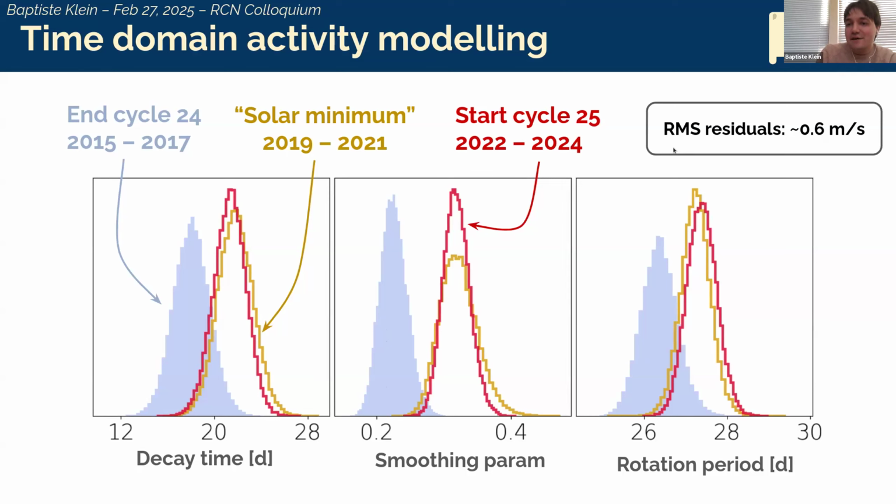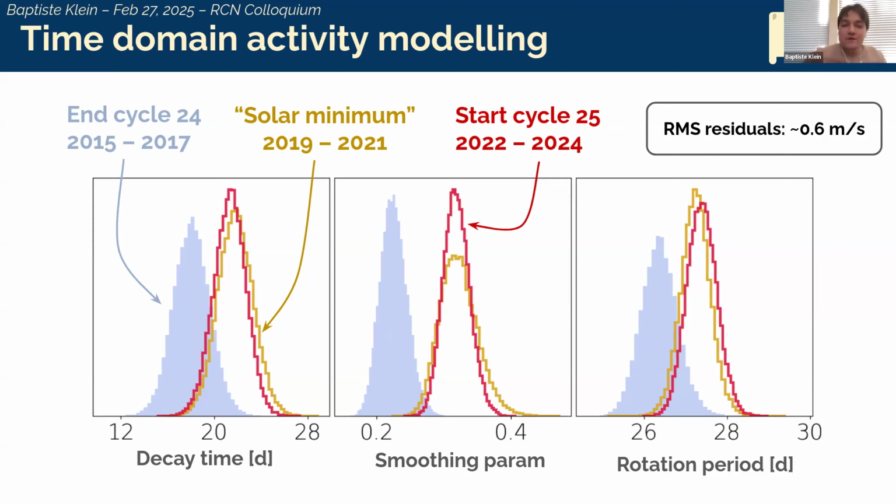Last point is that the fit is quite good. Actually, we remove all the quasi-periodic variations, and we have residuals of 0.6 meter per second, so much larger than the photon noise. That just translates the fact that we haven't filtered supergranulation. There is probably also some instrument stability accounting for this amplitude of residuals here.